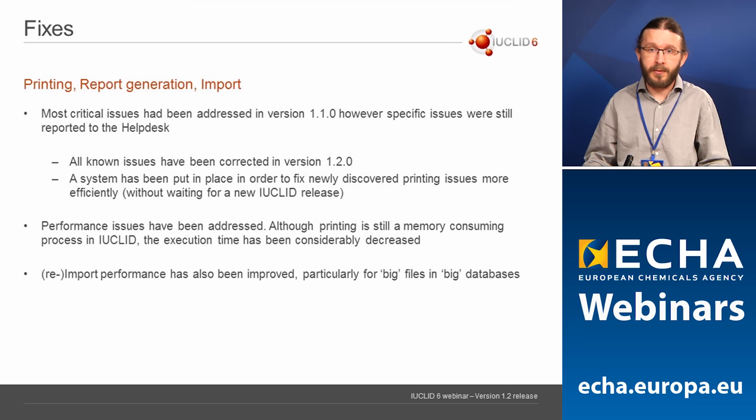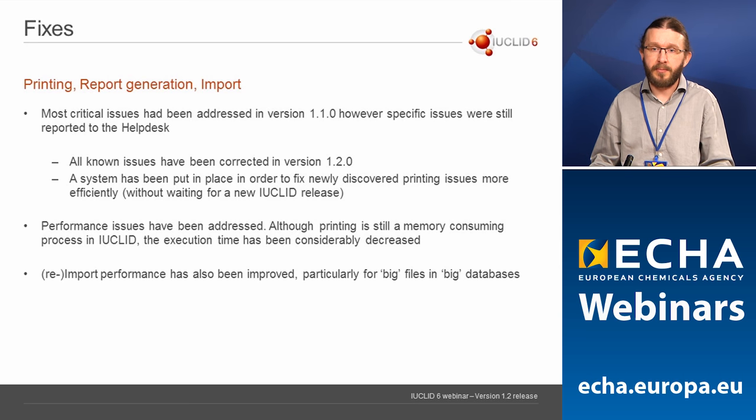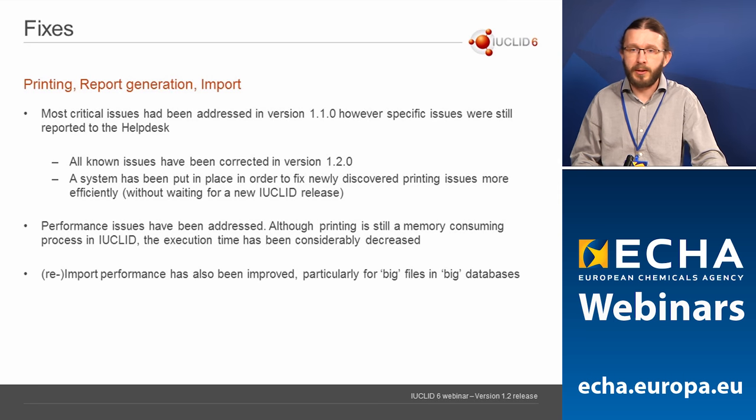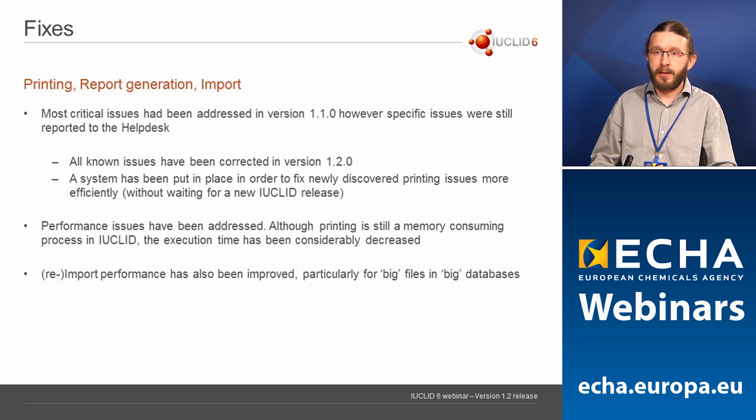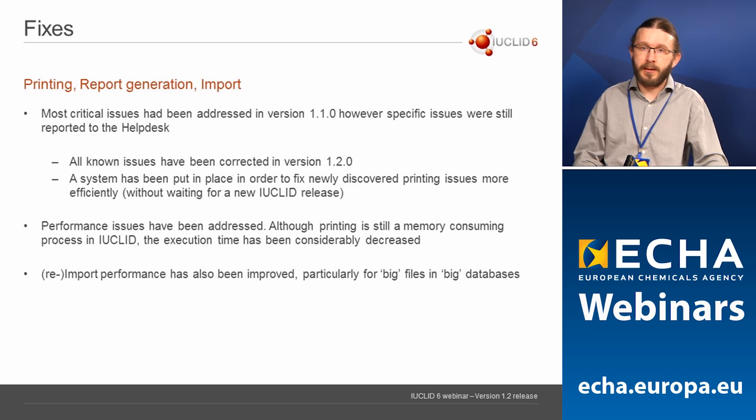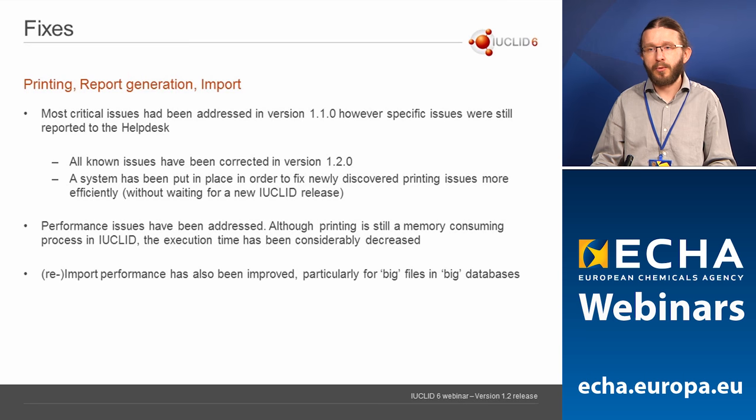Let's go through some fixes and improvements that have been implemented in this release. First of all, let's start with the fixes to the printing and the report generation. Although most critical issues were fixed in version 1.1.0, after September last year, we still received feedback from users having issues with printing or the report generation based on specific data sets. So we have been able to collect these issues and provide fixes in this version 1.2.0.